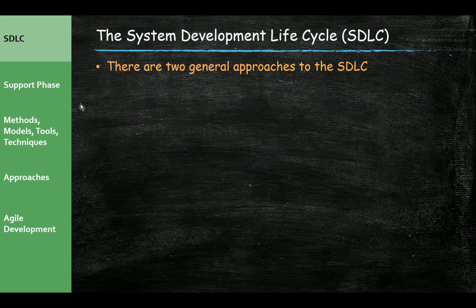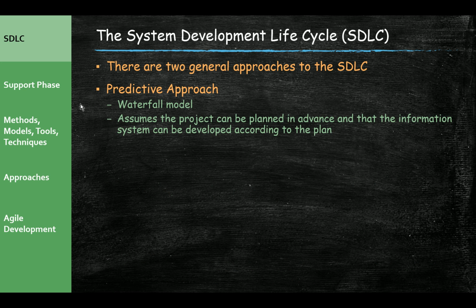So the system development lifecycle, there are two general approaches to the SDLC. There's the predictive approach, where you might see that as the waterfall model, and we'll talk about why it's called the waterfall model in just a minute. It assumes the project can be planned in advance and that the information system can be developed according to that plan. So usually when we have a predictive approach, we know exactly what the system is required to do, and there's very low technical risk in using that predictive approach.